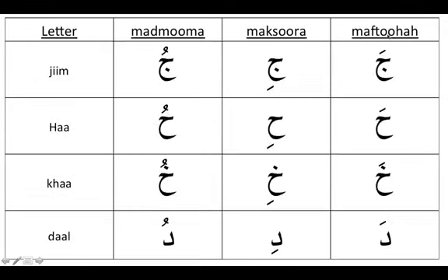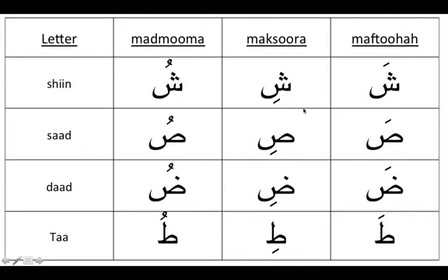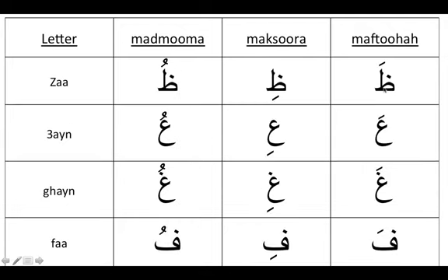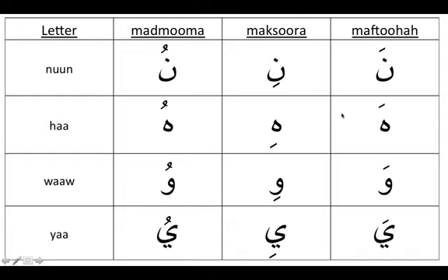So for the rest of them, I won't do it in that much detail in the interest of time. So this is ja, ji, ju, ha, hi, hu, kha, khi, khu, da, di, du, dha, dhi, dhu, ra, ri, ru, za, zi, zu, sa, si, su, sha, shi, shu, sa, si, su, da, di, du, ta, ti, tu, za, zi, zu, a, i, u, gha, ghi, ghu, fa, fi, fu, qa, qi, qu, ka, ki, ku, la, li, lu, ma, mi, mu, na, ni, nu, ha, hi, hu, wa, wi, wu, ya, yi, yu.